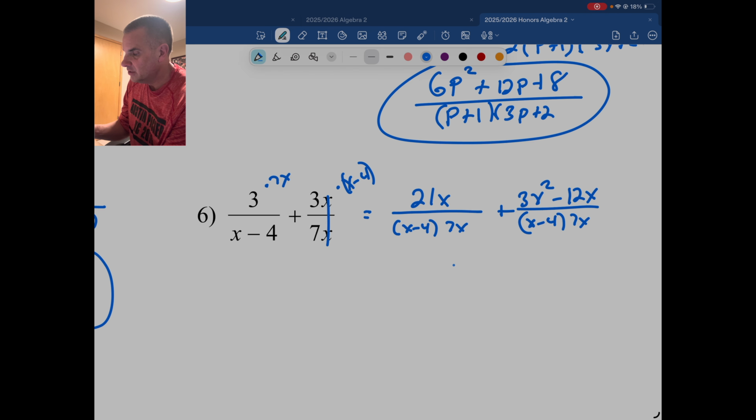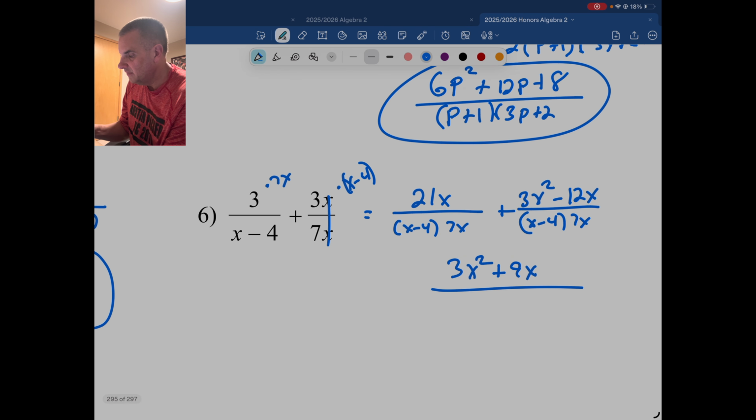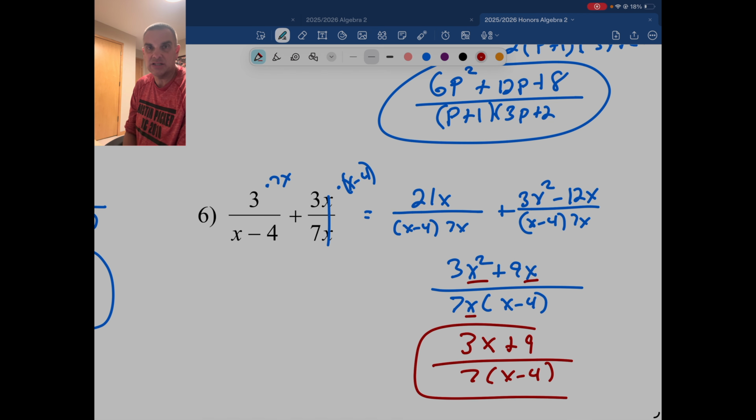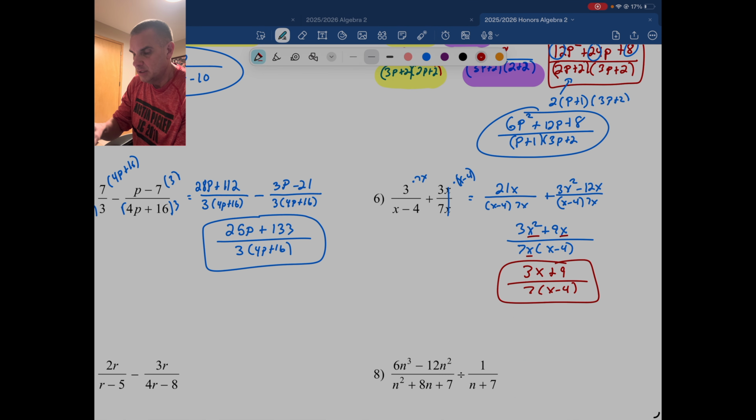So that gives me 3x squared plus 9x all over 7x times x minus 4. And it's just as easy to do now since I've got an x here and an x there and an x there. I can just kind of take away one of the x's. So 3x plus 9 over 7 times x minus 4. Just added a little extra step on my end because I didn't factor first, but it all works out in the end. That one I would have expected you to get down to that. Let's try a little more.